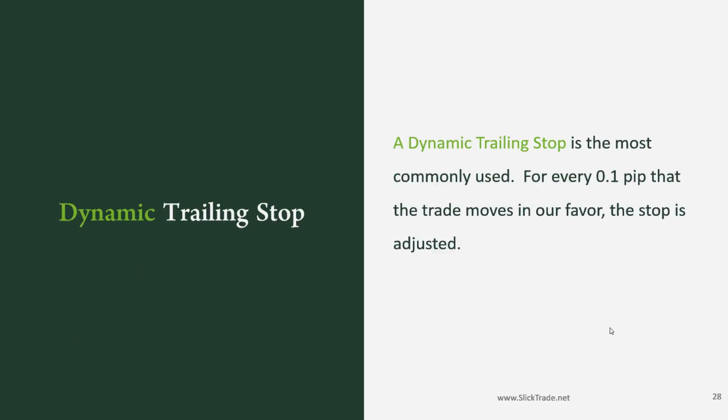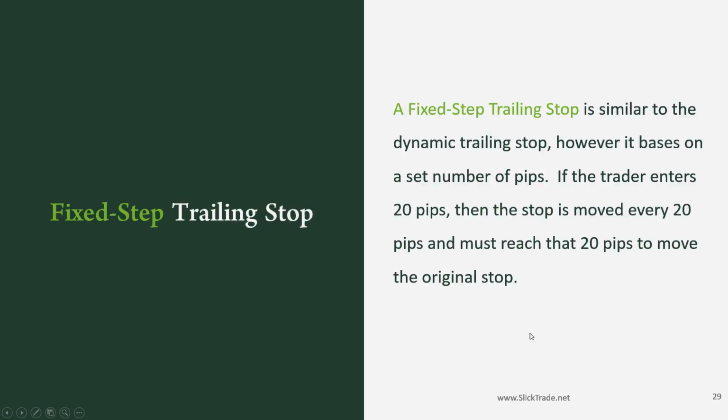Dynamic trailing stop. This is the most commonly used, most commonly known as well. For every 0.1 pip the trade moves in our favor, the stop is adjusted. A fixed step trailing stop is similar to the dynamic trailing stop. However, it bases on a set number of pips. If the trader enters 20 pips, then the stop is moved every 20 pips, and it must reach that 20 pips to move the original stop.